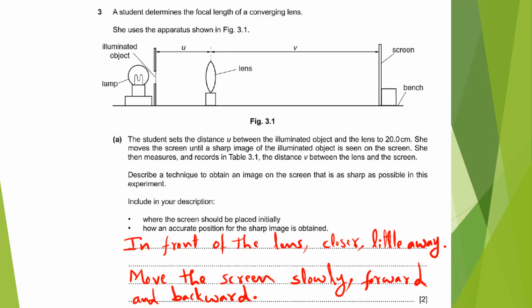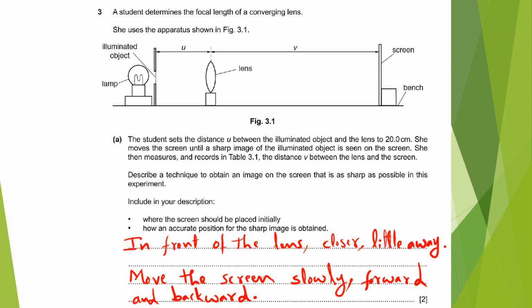Question 3. A student determines the focal length of a converging lens. She uses the apparatus shown in figure 3.1. Part A. The student sets the distance u between the illuminated object and the lens to 20 cm. She moves the screen until a sharp image of the illuminated object is seen on the screen. She then measures and records in table 3.1 the distance v between the lens and the screen.